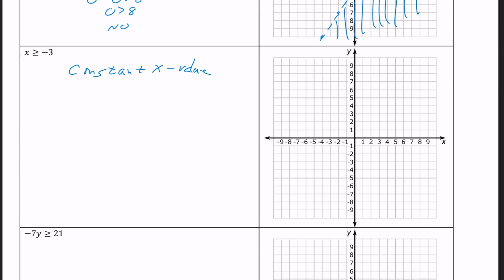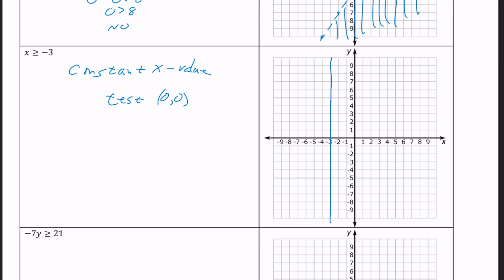After I've drawn this x value -3, then I have to decide how to shade it. So should I shade on the left side or should I shade on the right side? And again, there are two ways to do it. How does x get greater on the number line? And the answer is to the right. But let's test 0, 0 just to see what happens.